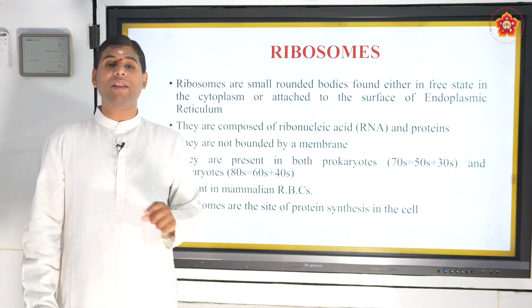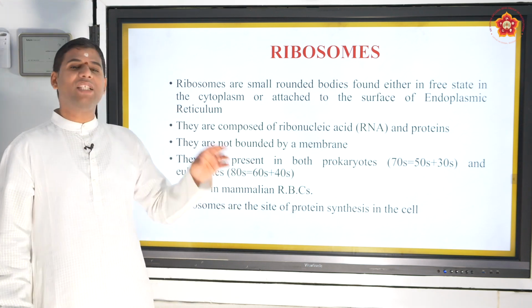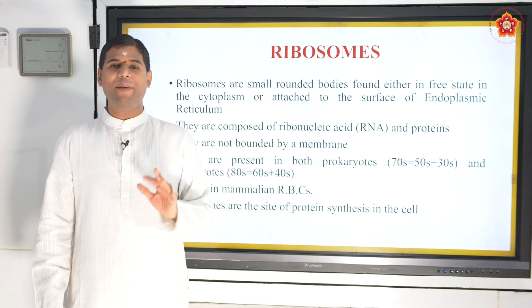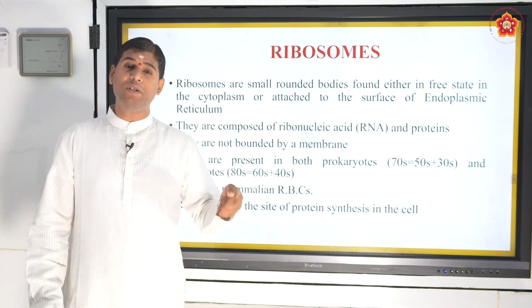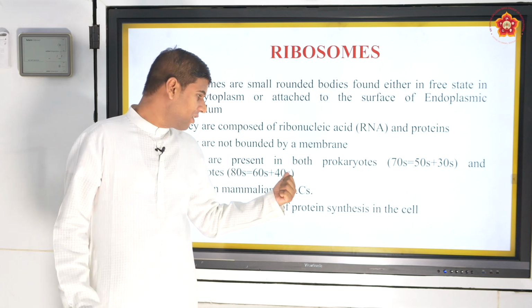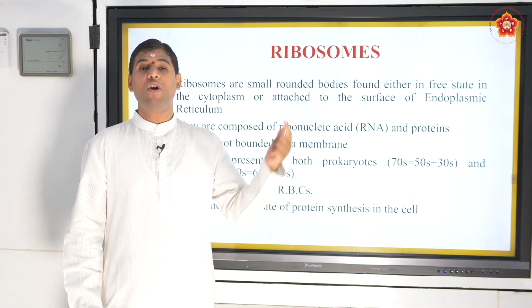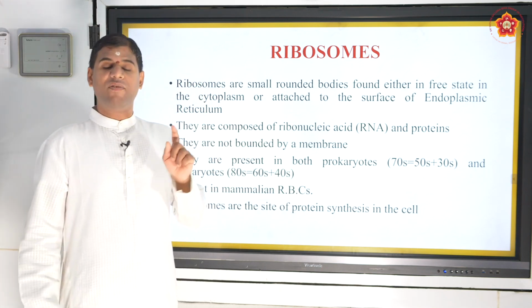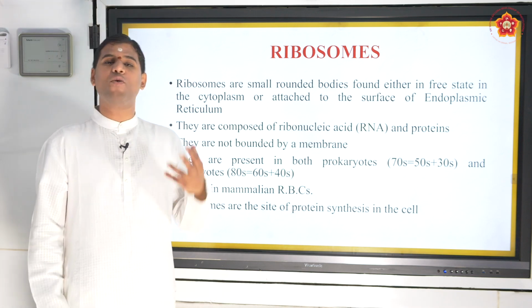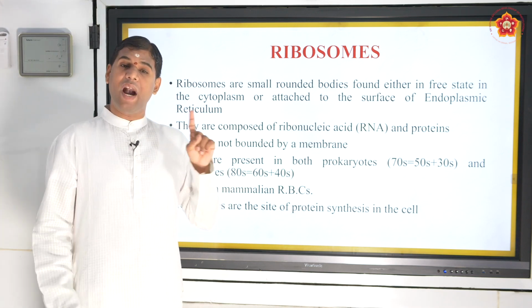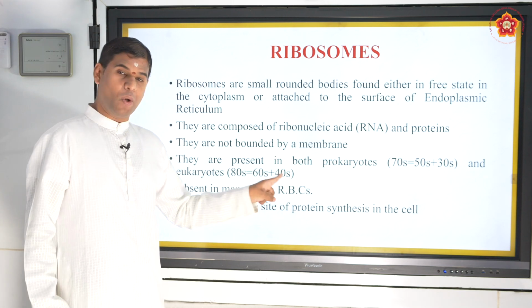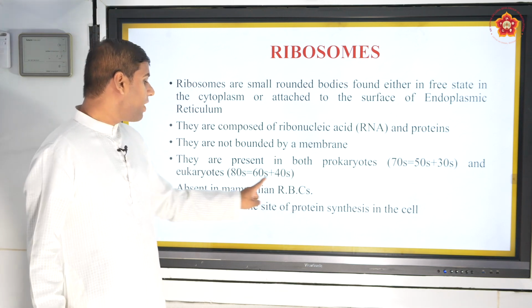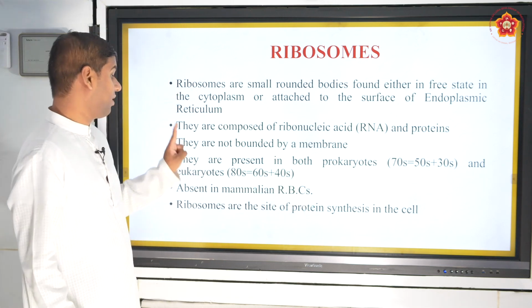S is nothing but a unit, as we have a unit for everything, like we say 1 kg of sugar, that is kg, that's a unit. Here you have the Svedberg unit, called the Svedberg unit. He is the scientist who found out this unit. So that is why this is a Svedberg unit. And that's absent in mammalian RBCs, alright.